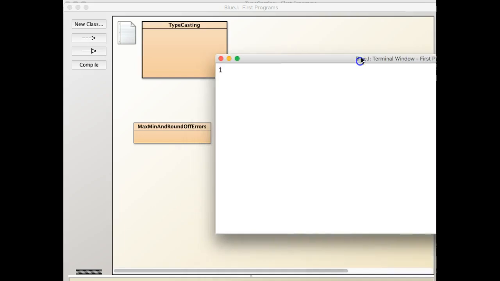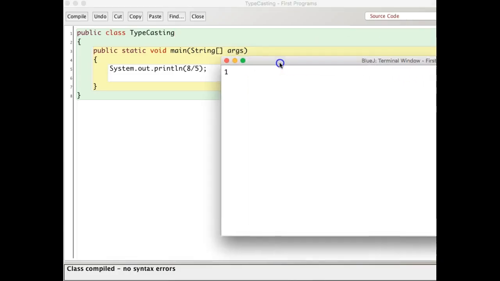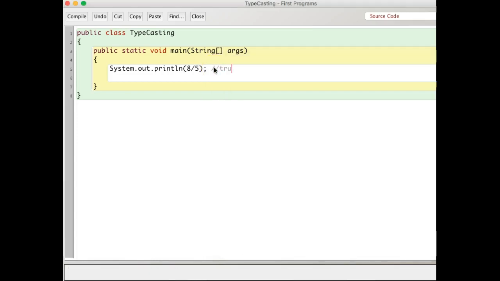You get 1. So realize that in Java, if you have two integers and you divide them, the answer is always an integer. And it's not rounded. If I rounded it, the answer would be 2. So it's always just simply truncated, they call it. So the answer is truncated because they are two integers being divided. And the answer is just decimal is cut off. So the answer is just 1.